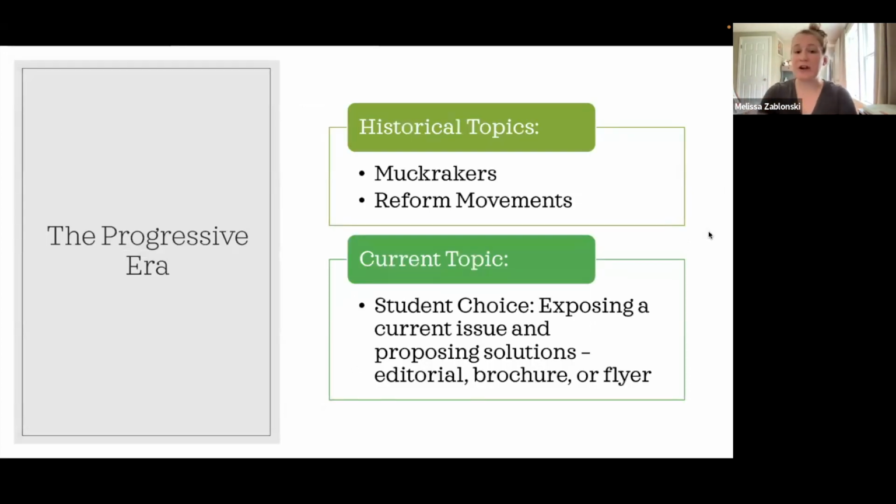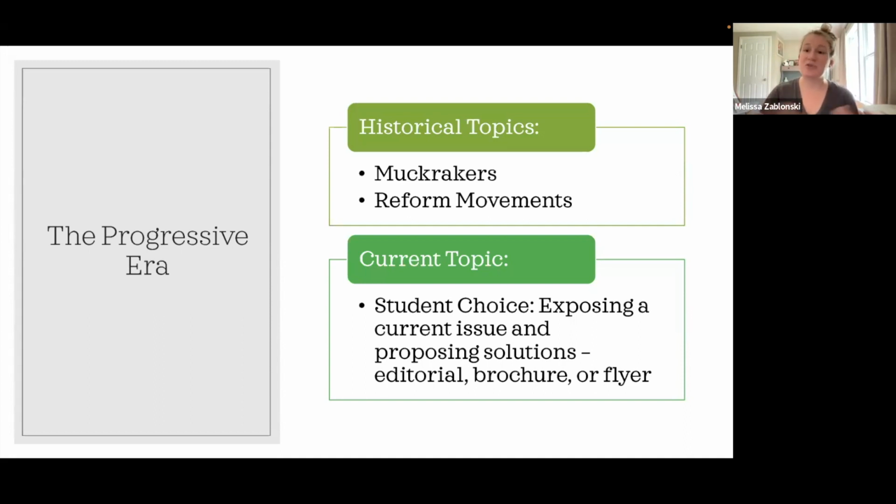When we move on to the Progressive Era, we cover a ton of topics throughout the unit as well, but the one that I really want to focus on are muckrakers and reform movements. And the way that we connect that to today is basically a student choice project, and they pick a current issue that they're really passionate about and they propose solutions, whether they write an editorial, they create a brochure, they create a flyer, they create some kind of commercial or PSA type of announcement.